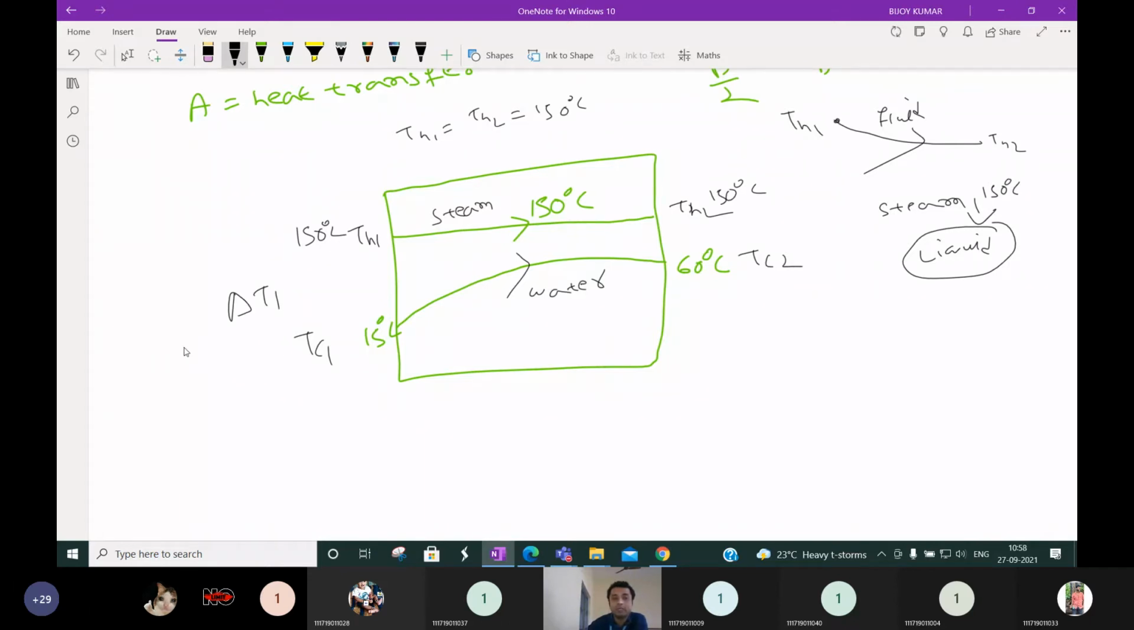So what is delta T1? Delta T1 is this much. How much? 150 minus 15. You just convert it to Kelvin scale and then calculate. This delta T2, how much?